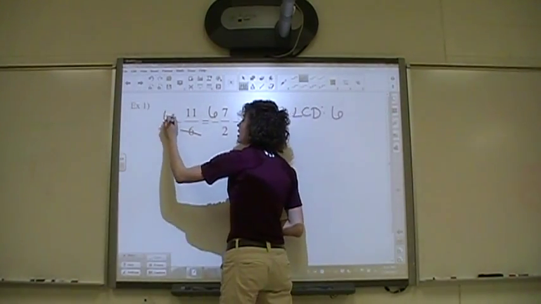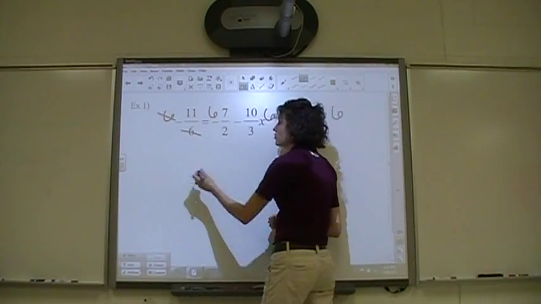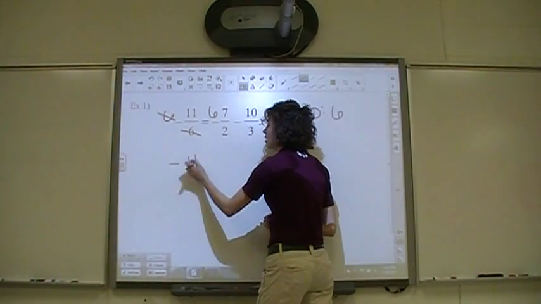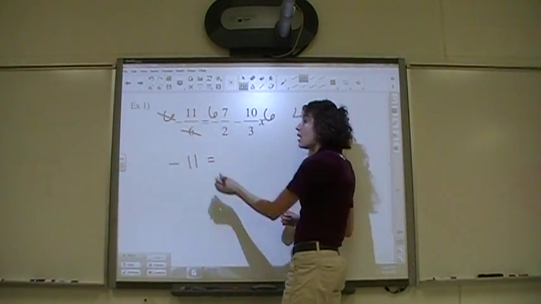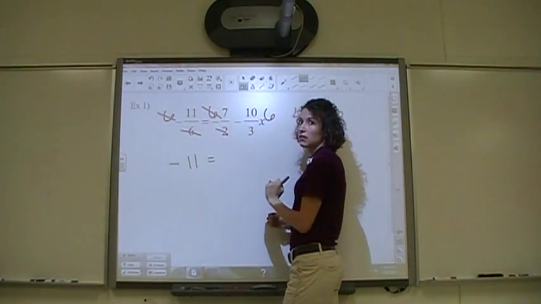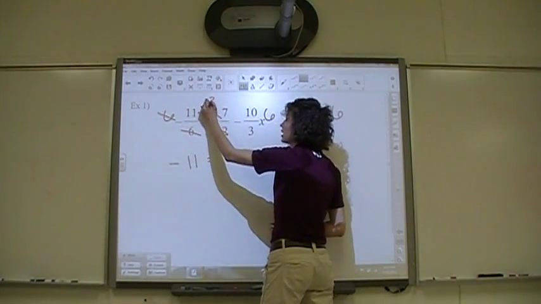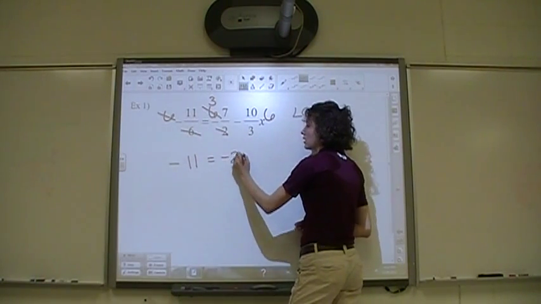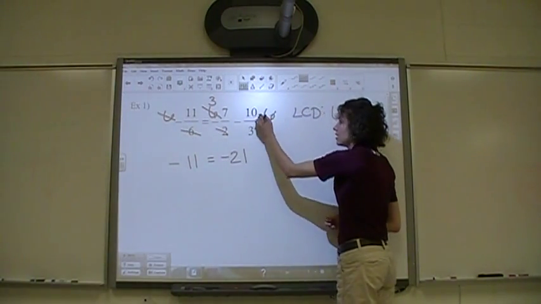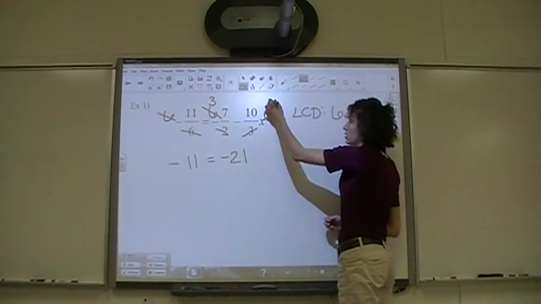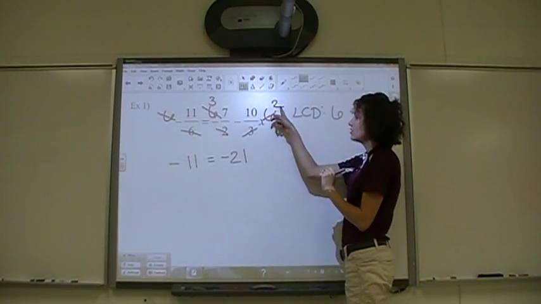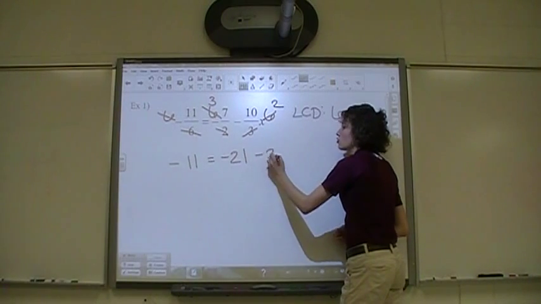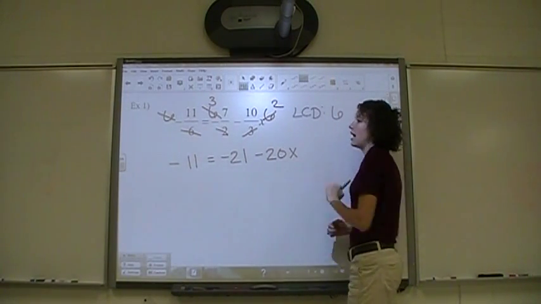So my 6 and 6 will cancel, and I'm left with negative 11. Drop down your equal sign. My 2 and 6 will cancel, and I'm left with 3. 3 times negative 7 gives me a negative 21. Then 6 and 3 will cancel to leave me with 2. Negative 10 times 2 gives me negative 20, and don't forget your x.